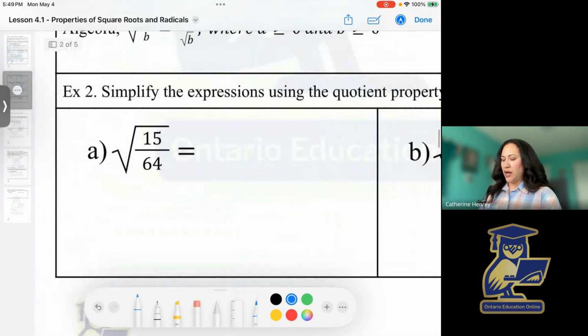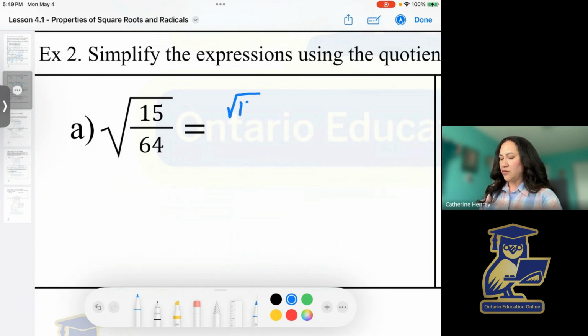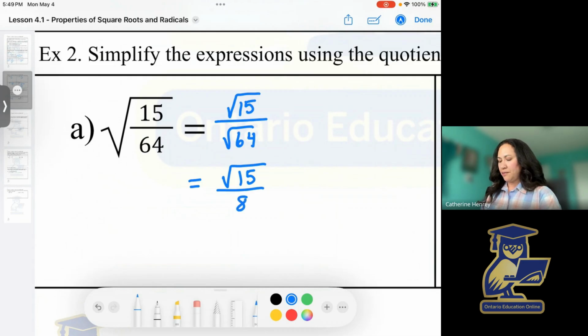So let's go ahead and try and apply this to some examples. If we simplify this expression, the square root of 15 divided by 64, we can split this by the quotient rule into the square root of 15 divided by the square root of 64. And then the square root of 64 is 8. So this just simplifies to square root of 15 over 8. I couldn't think of any other perfect square numbers that 15 can be divided in, so it's just going to have to stay that way.